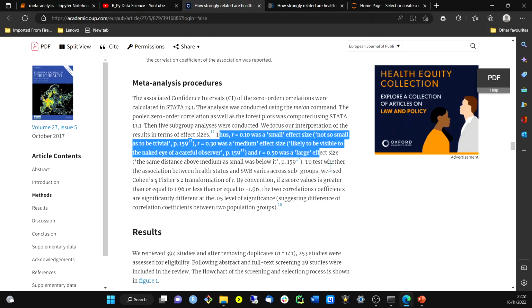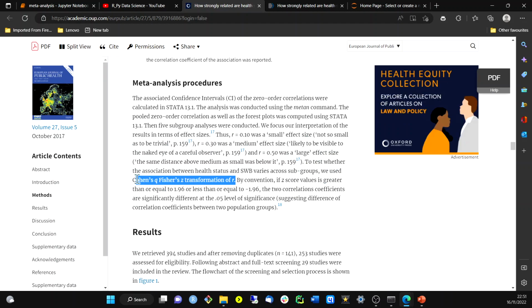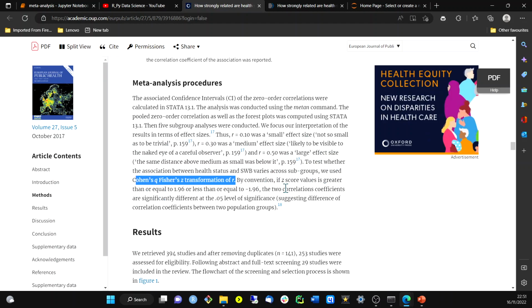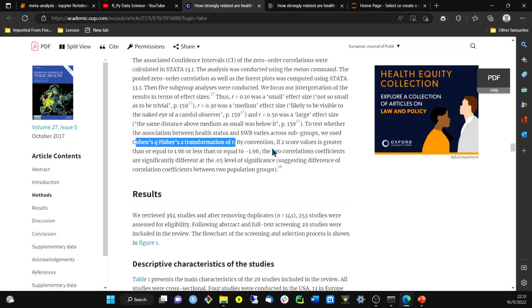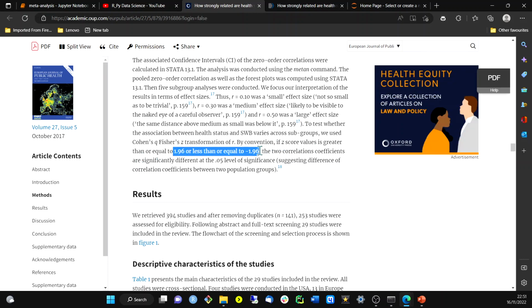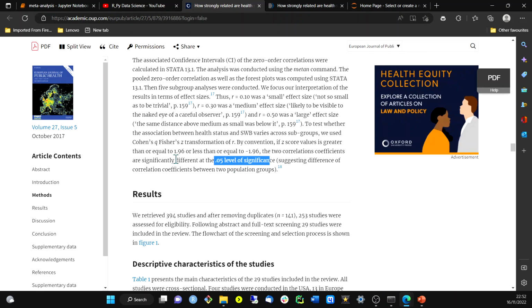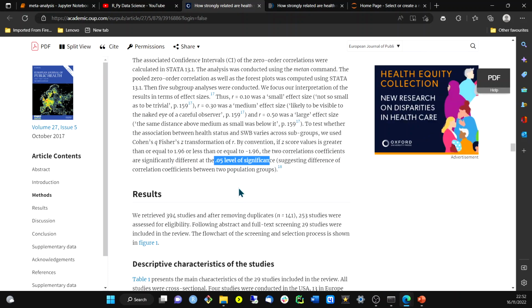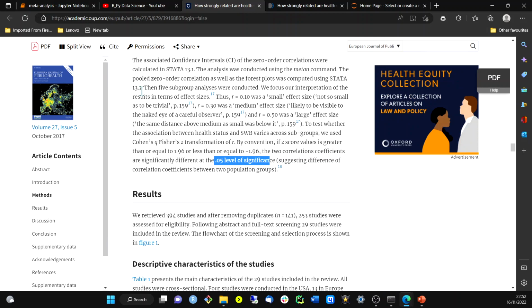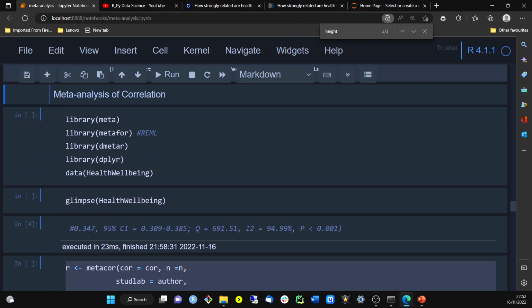And then they are saying, to test whether the association between health status and subjective well-being varies across subgroups, we used Cohen's Q, Fisher-Z transformation of R. That's actually what we have said before, and they are saying between groups. And then here they are also saying by convention, if the z-score value is greater than or equal to 1.96 or equal to minus 1.96, the two correlation coefficients are significantly different at the 0.05 level. That's the usual statistics to decide whether some value in the confidence interval is actually statistically significant or not. Yeah, so without wasting our time, let's just scroll down to our R.